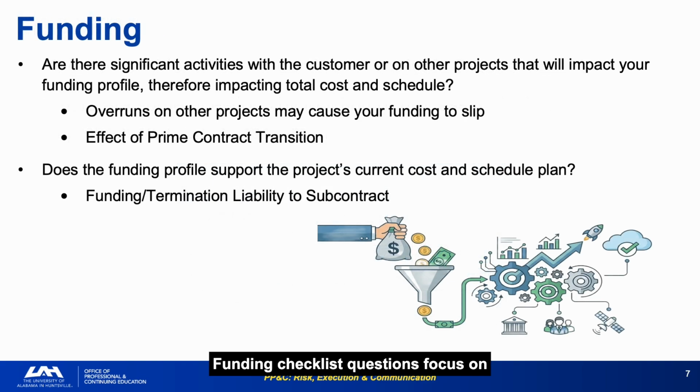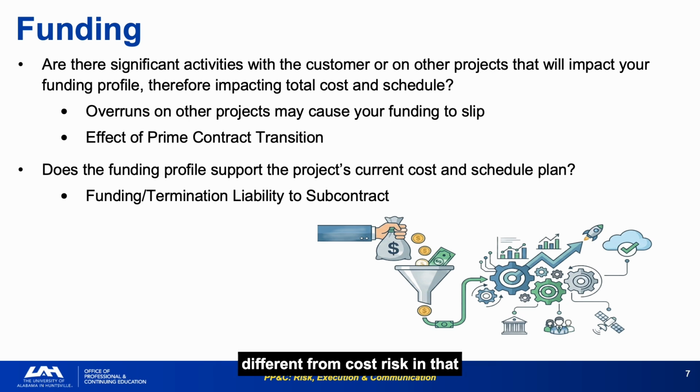Funding checklist questions focus on whether overruns on other programs could redirect your funding, whether the current funding profile still supports the project's cost and schedule plan, and whether termination liability to subcontracts has been properly considered. The effect of prime contract transition, where major contract recompetition changes the funding dynamics for related subcontracts, is one of the most disruptive and least anticipated funding risks on long-duration programs.